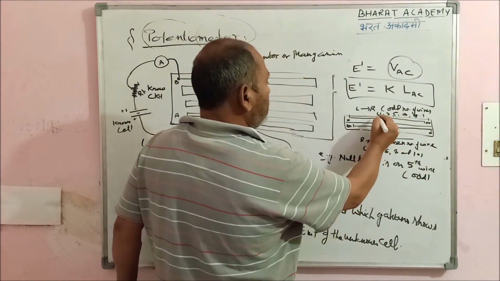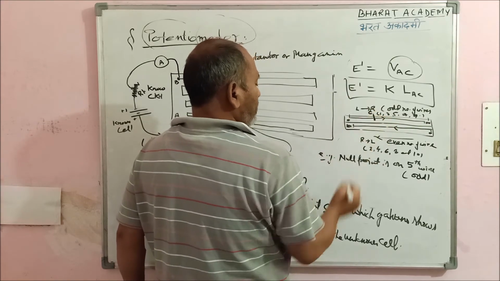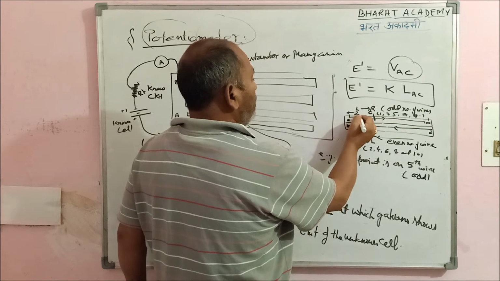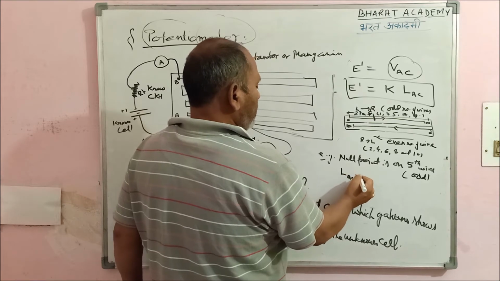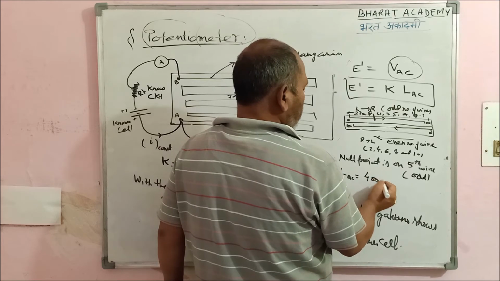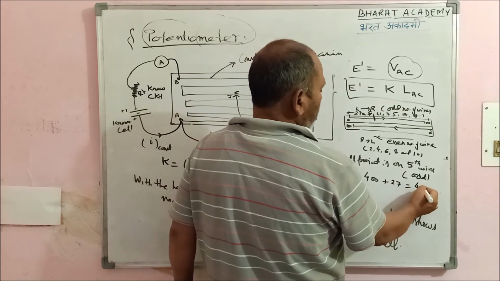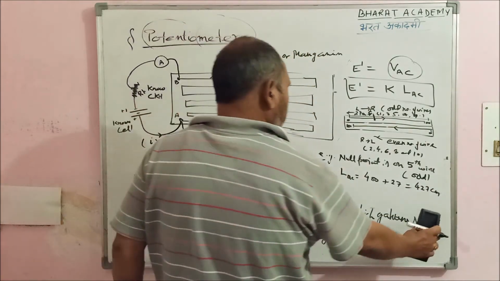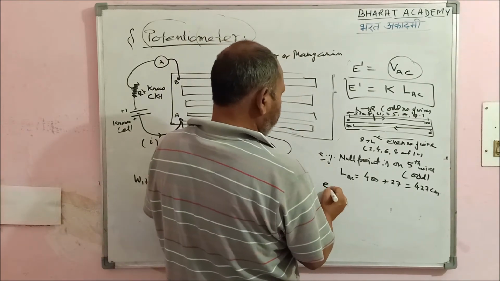Let it be this point. Suppose this is the point C, and it is measuring 27 centimeter. So what will be the LAC now? 5th wire means 400 are already completed plus 27. That will become 427 centimeter.